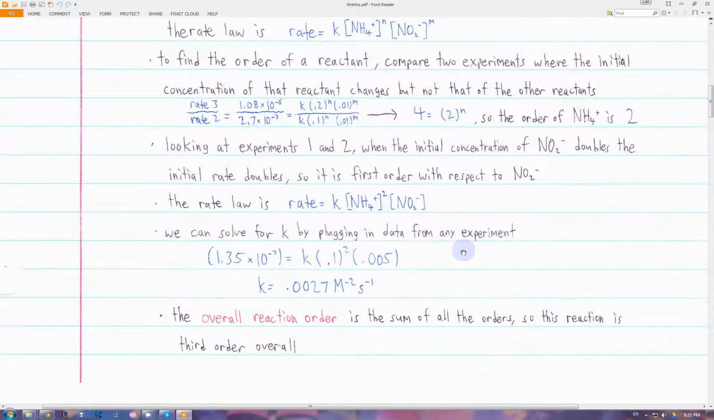And lastly, the overall reaction order of a reaction is the sum of all of the individual orders of each reactant. So in this reaction, the overall order is 3, because we have 2 plus 1.